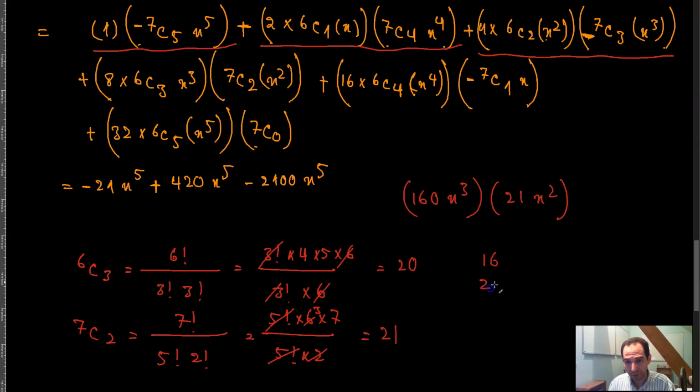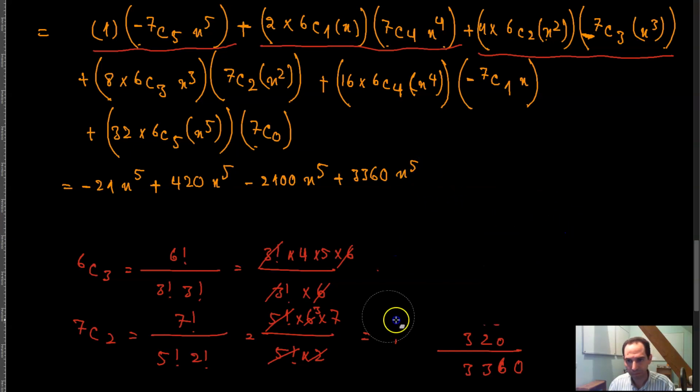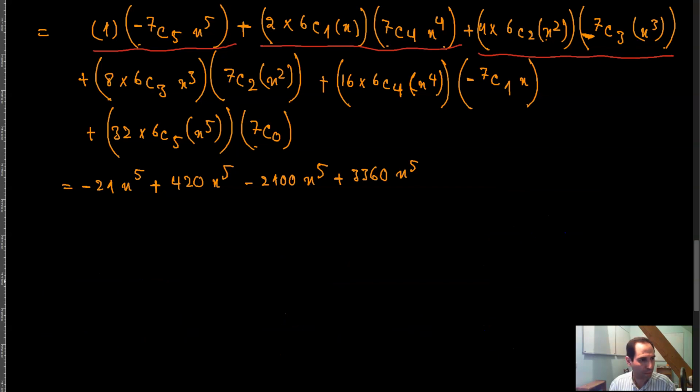16 times 21, which is equal to 3360. So you'll get 3360 x raised to the power 5. So that is positive, that is plus 3360 x raised to the power 5. Which means that this part is also taken care of.